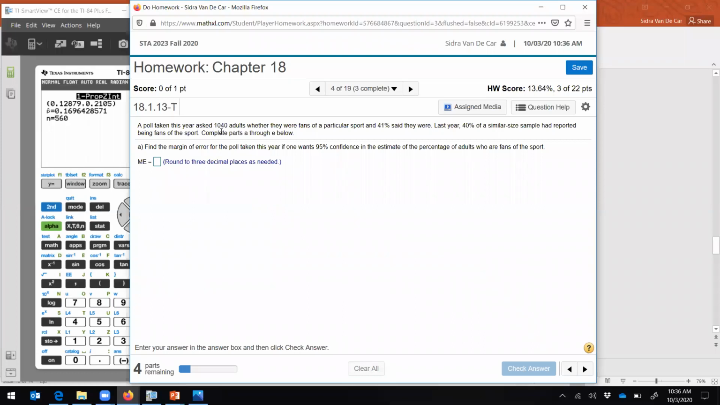A poll taken this year asked 1,040 adults whether they were fans of a particular sport, and 0.41 said they were. Last year, 0.4 of a similar size sample had reported being fans of the sport. Find the margin of error for this poll taken this year if one wants to construct a 95% confidence interval. All right, so that margin of error, remember, I'm again going to show you two ways to do it, your calculator and the formula. So that margin of error is what we're adding and subtracting to the p-hat. So it's the z star times our standard error.